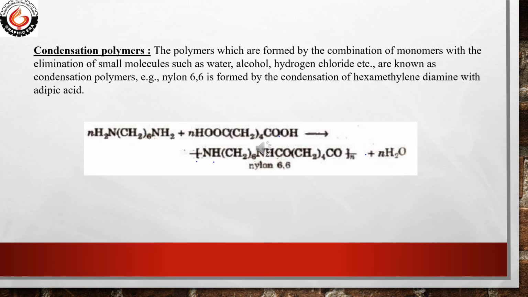Overall, the condensation polymer is formed by condensing the monomeric units with the removal of a small unit such as water, alcohol, hydrogen chloride, etc. Whereas addition polymers are made by adding monomeric units together without removal of any small molecule.